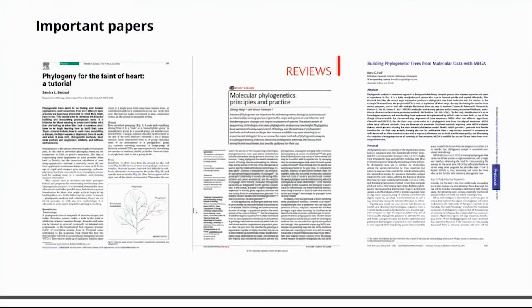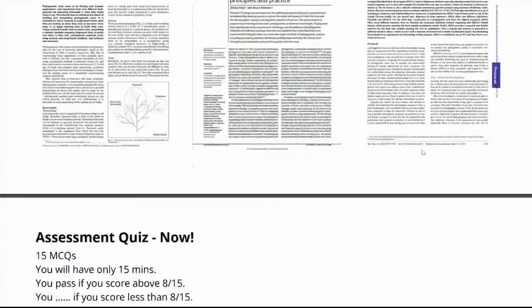These are the three important papers. You might have seen this paper, the Phylogeny for the Faint of Heart tutorial. This is for the beginners. If you like complicated stuff, you can read this Nature Genetics Reviews paper. This is for the step-by-step methods for tree building. Maybe this is a little bit outdated.